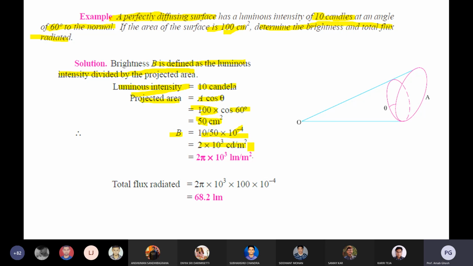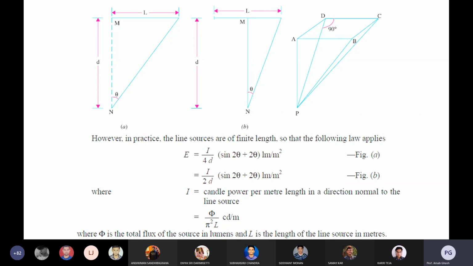So you are converting it to meters. Centimeter means 1/100 meter, so centimeter square means 100 square. So if you change them, it is coming like that: 2 pi into 10 cube lumen per meter square. So total flux radiated is 2 pi 10 to the power 3 into 100 into 10 to the power minus 4, direct area we are getting from here. So 68.2 lumen. That is simple, by that way you are getting it.